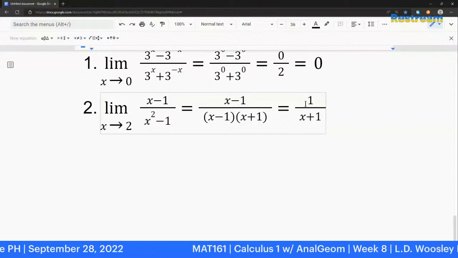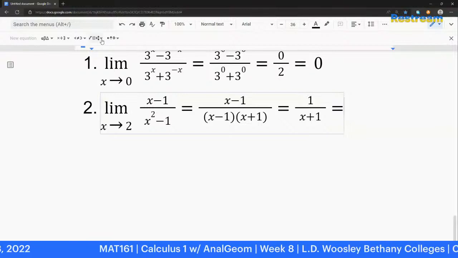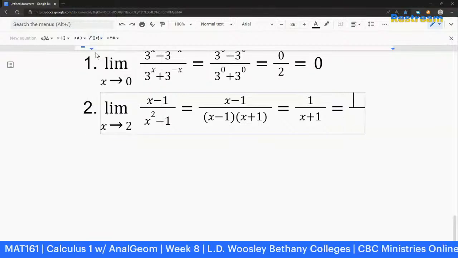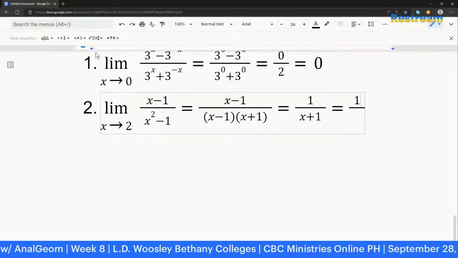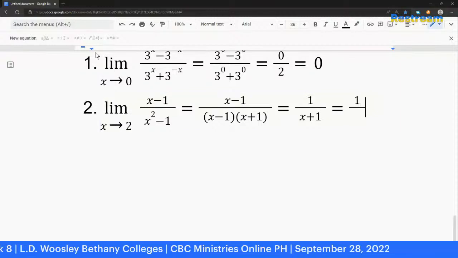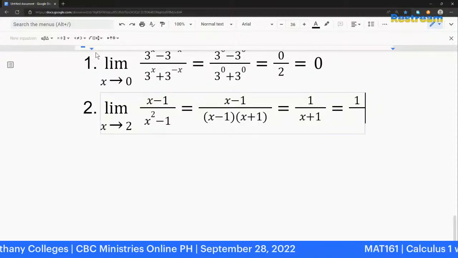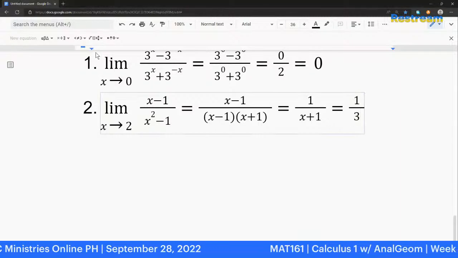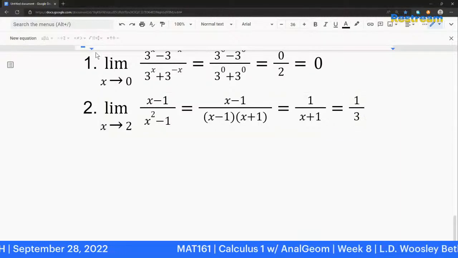So, obviously, the answer here is, Banji? 1 po. Anong 1? 2 plus 1, 1/3 po. 1/3. Okay, good. Okay, next, Nora.